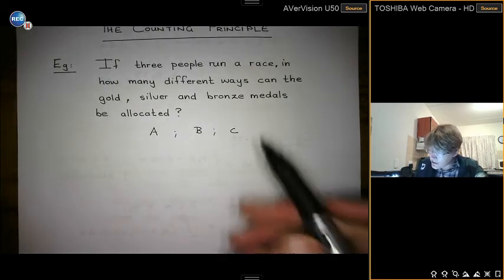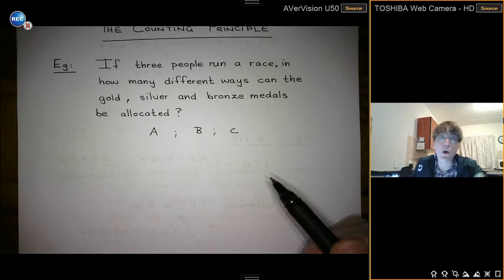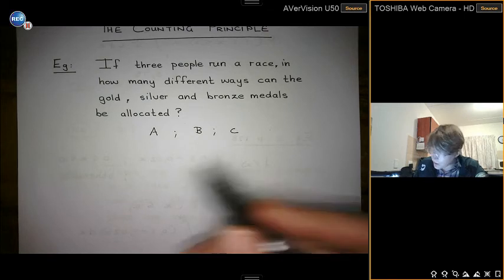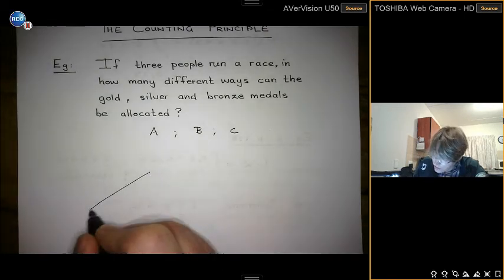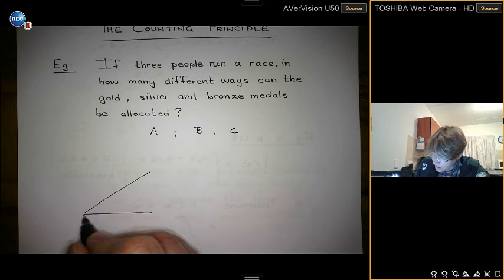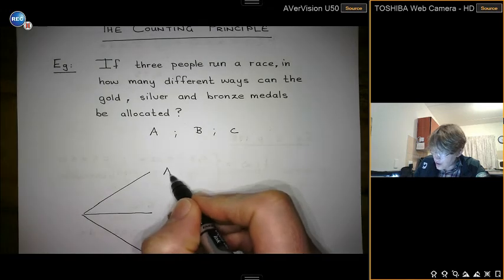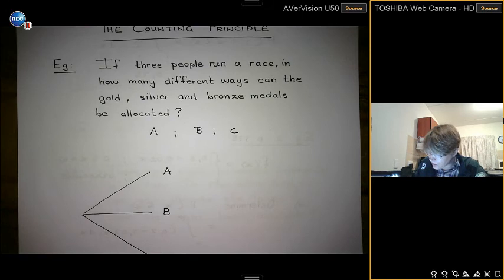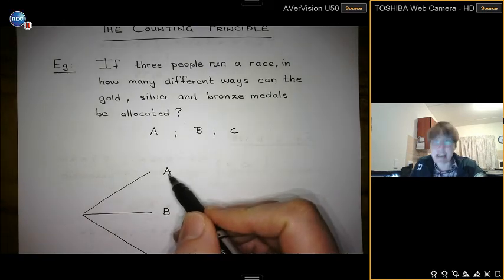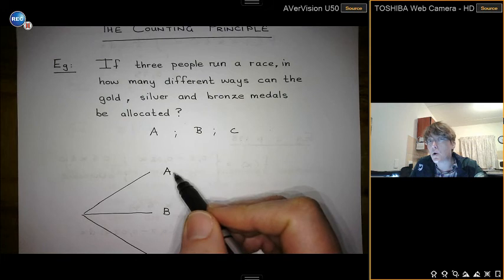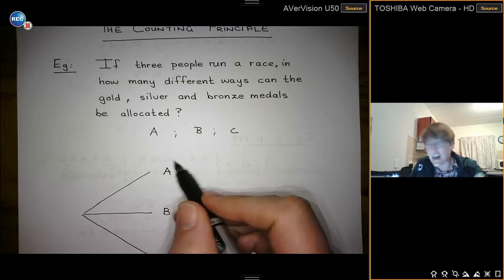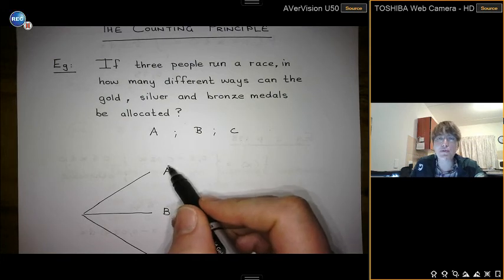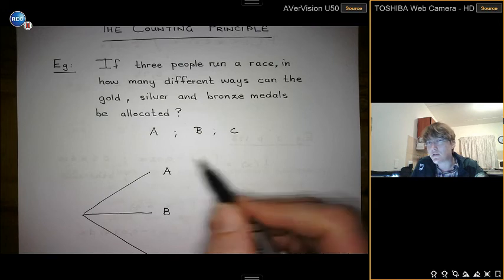First things first, we have to award a gold medal. So awarding the gold medal means we have 3 options. The gold medal could go to athlete A, to athlete B, or to athlete C. Now, if athlete A is first to cross the line and gets the gold medal, then athlete A is no longer available for the second event, which is the silver medal.